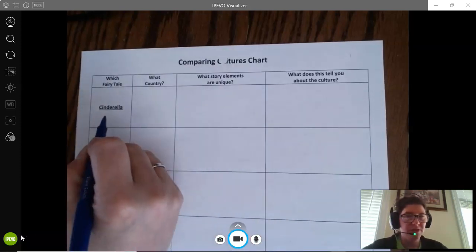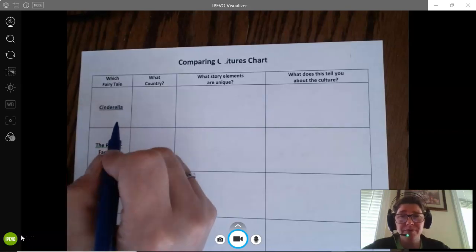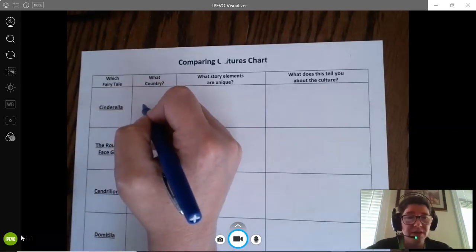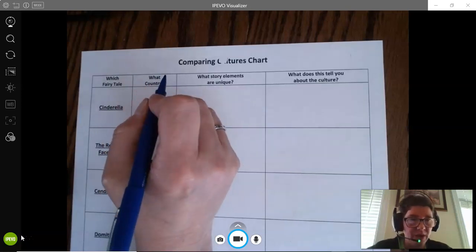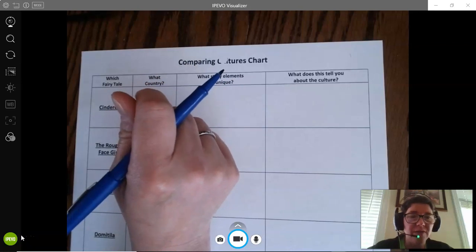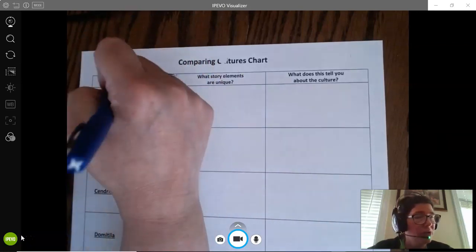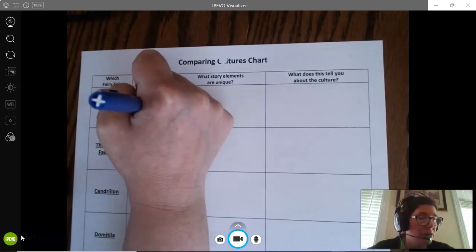All right, so Cinderella. What country is Cinderella based in? It doesn't actually say in the book, but it was originally written by a French author. So we are going to say that it is in the country of France.